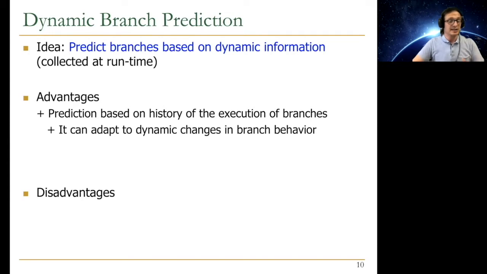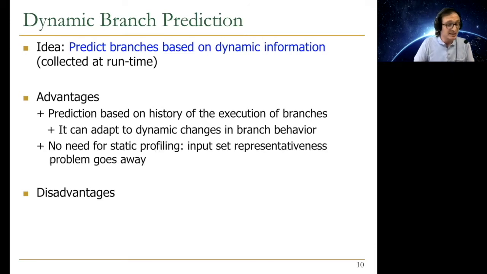Basically, this enables the machine to adapt to dynamic changes in branch behavior. If a branch is taken in the first 50% of the execution, and then changes behavior, it becomes not taken in the remaining 50% of the instances, you can easily identify this dynamically, right? Whereas you cannot do that if you have only a single bit saying this branch is likely taken or likely not taken. And also, it gets rid of the static profiling problem. Basically, the input set representativeness problem that's associated with compilers or programmers goes away. You don't need to profile the code because you are looking at what's happening during the execution of the real program with the input set that the real program is given.